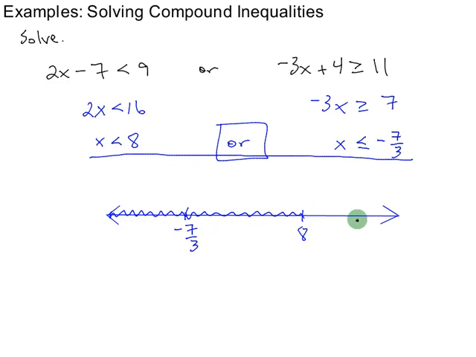What about numbers bigger than 8? Numbers bigger than 8 will not make this true, and they also will not make this true. So numbers bigger than 8 don't make either one of these statements true, so I can't shade that region. I have to make one of them true at least, right? This one or this one. What about 8? Does 8 make the first statement true? 8 is not less than 8, so it doesn't make this statement true. 8 is not less than or equal to -7/3, so it does not make this statement true. So 8 is excluded from our solution. So the solution to this compound inequality is any number smaller than 8.